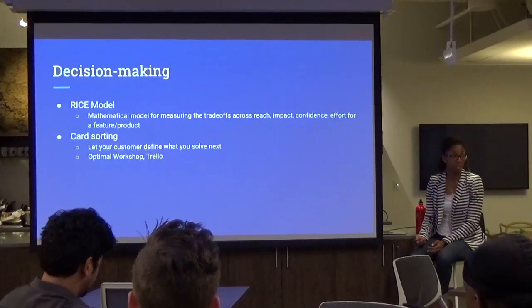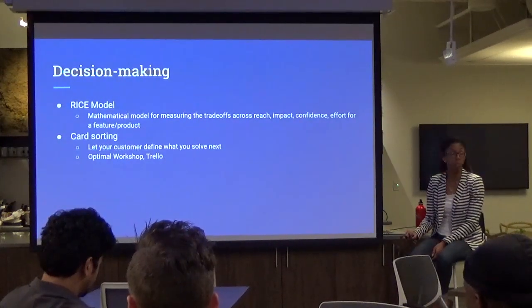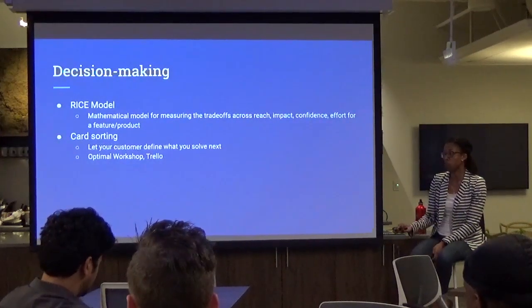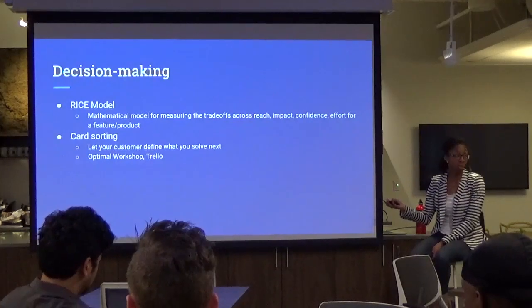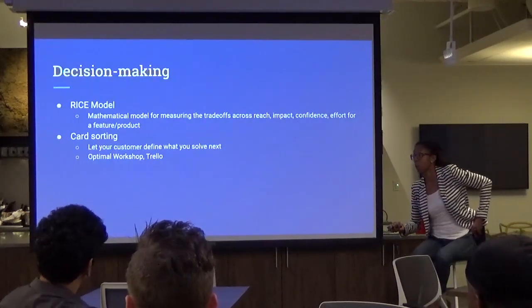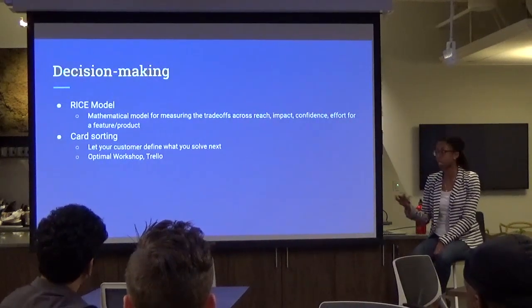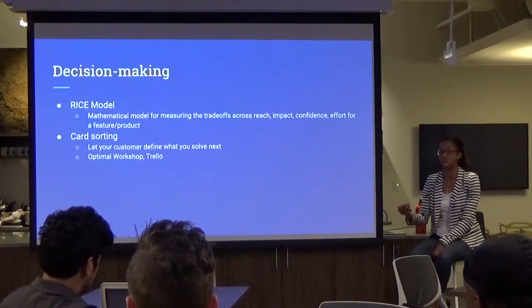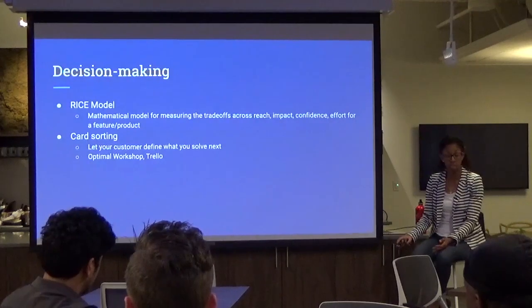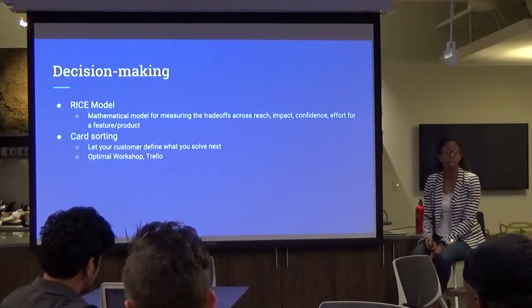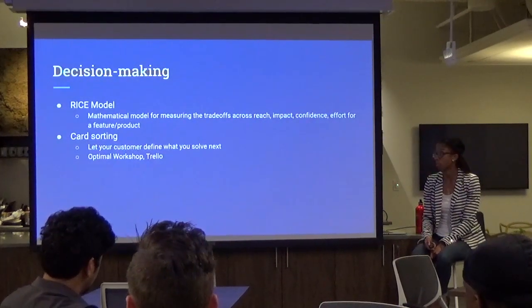There are several tools that work pretty well for this. Optimal Workshop is an online tool that's meant for card sorting. If you don't want to go that route and you already use Trello, Trello works really nicely for this as well. Both are tools where you can very easily move things around, and this is a good way to do it if your user is not sitting in front of you and you can't present them with the index cards. This is a good way of going about it instead.